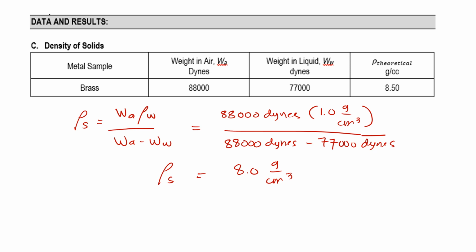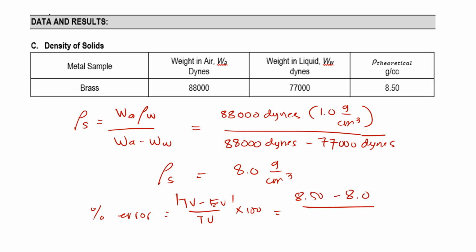Now let us compute the percentage error. Theoretical value minus experimental value over the theoretical value multiplied by 100. This is absolute value. So we have 8.50 minus 8.0 over 8.50 multiplied by 100. The percentage error is equal to 5.88. 5.88% is the percentage error.